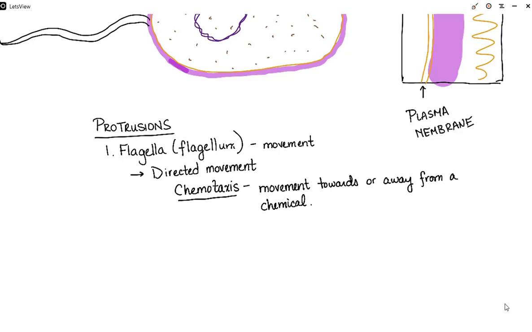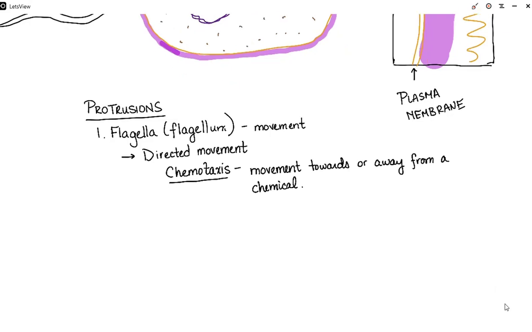So directed movement, which is taxis, is just going to be called chemotaxis if it's in response to a chemical, or phototaxis if it's in response to light. Now, how do they use these flagella to move? Interestingly enough, the way that bacteria move is through what feels like a game of hot and cold. So what do I mean by that?